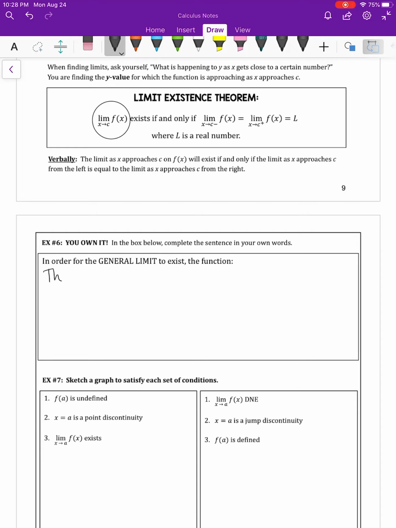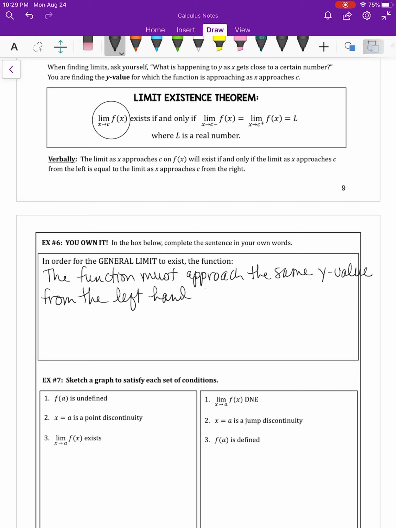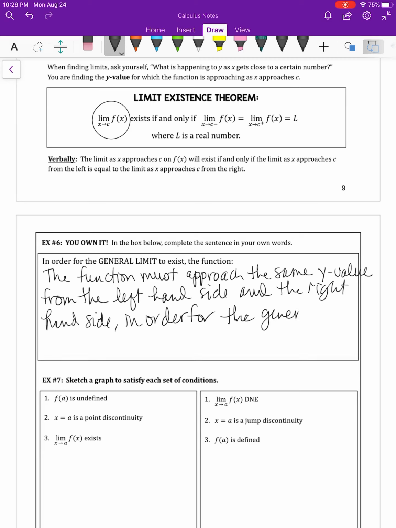When you come back, we're going to say something like the function must approach the same y value from the left-hand side and the right-hand side in order for the general limit to exist.